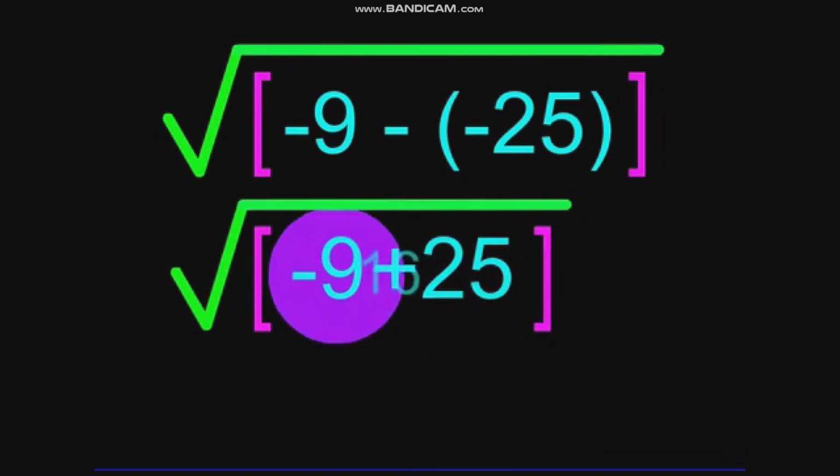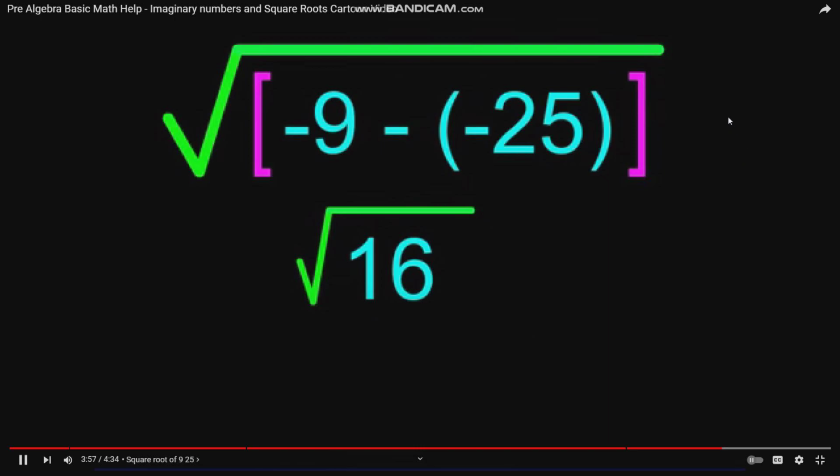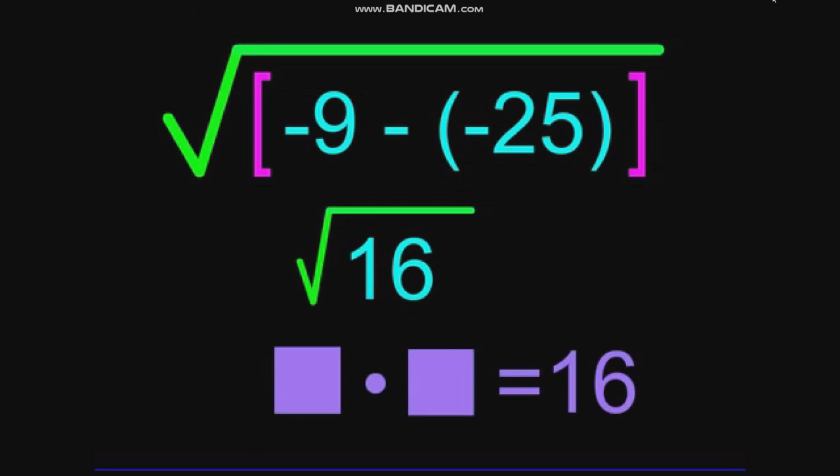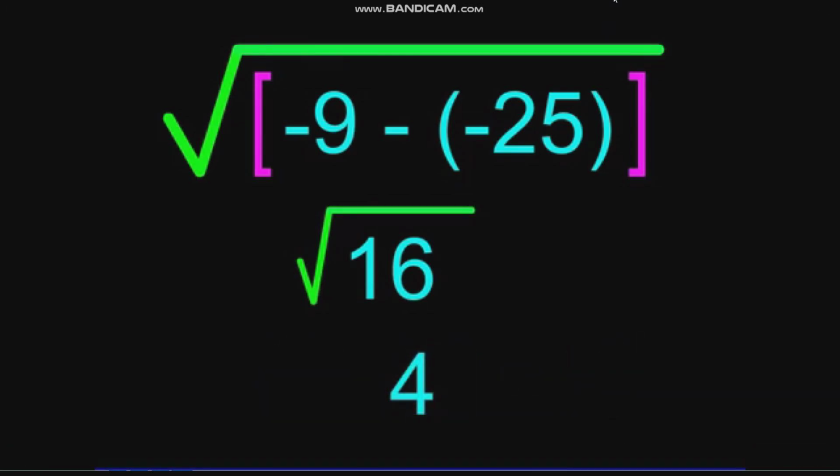25 minus 9 equals 16. We are now left with the square root of 16. What number times itself equals 16? 4 times 4 equals 16. So 4 is our answer.